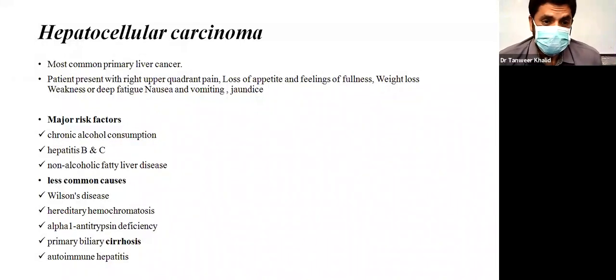Hepatocellular carcinoma is a more deadly complication of the decompensating event. It is the most common primary liver cancer. Patients present with right upper quadrant pain, loss of appetite, feeling of fullness, weight loss, weakness or deep fatigue, nausea, vomiting, and jaundice. The major risk factors include chronic alcohol consumption, hepatitis B and C, and non-alcoholic fatty liver disease. Less common causes include Wilson disease, hereditary hemochromatosis, alpha-1 antitrypsin deficiency, primary biliary cirrhosis, and autoimmune hepatitis.